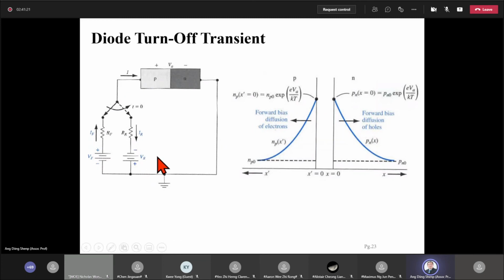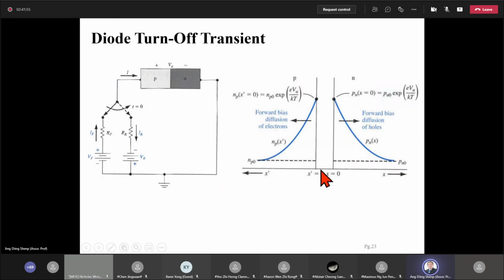To illustrate that, we can use a circuit like this, which is very simple. You have a PN junction here. At first, the PN junction is forward biased. This is a toggle switch, so at first, the switch is connecting to this part of the circuit, forward biasing the PN junction like this. Just take note of the polarity of the voltage applied here. So that creates a forward bias.